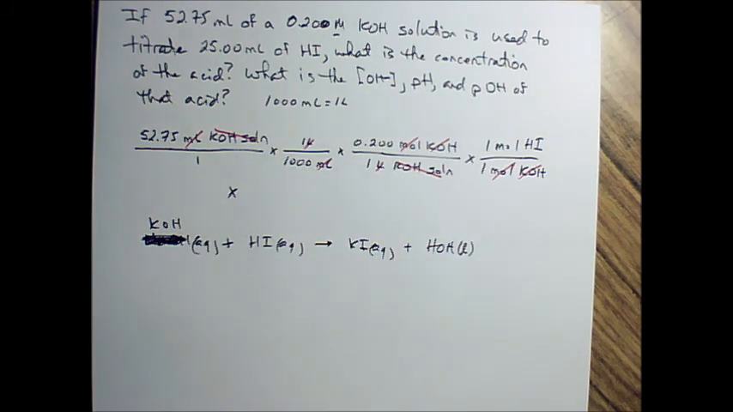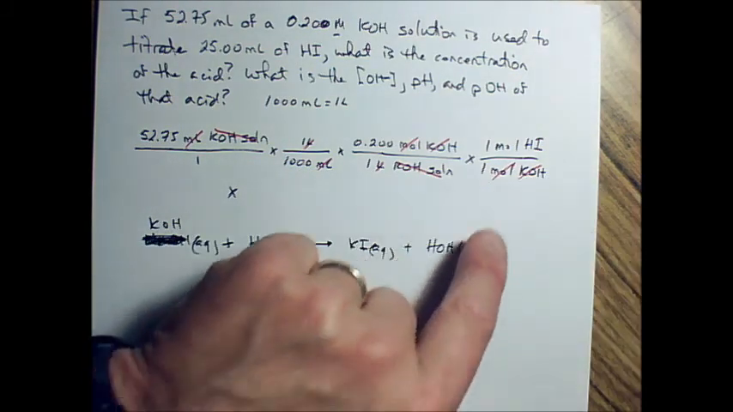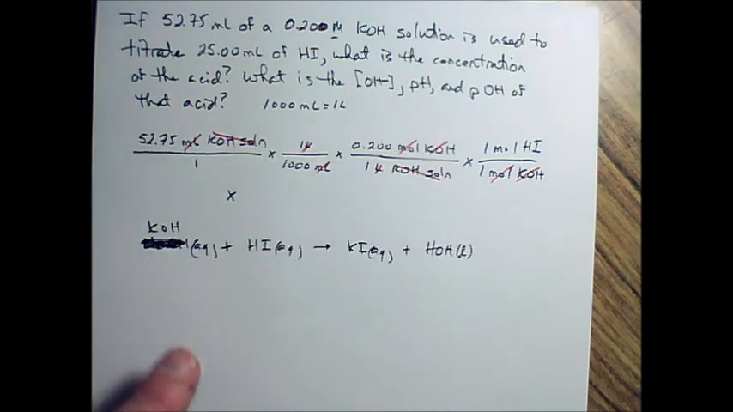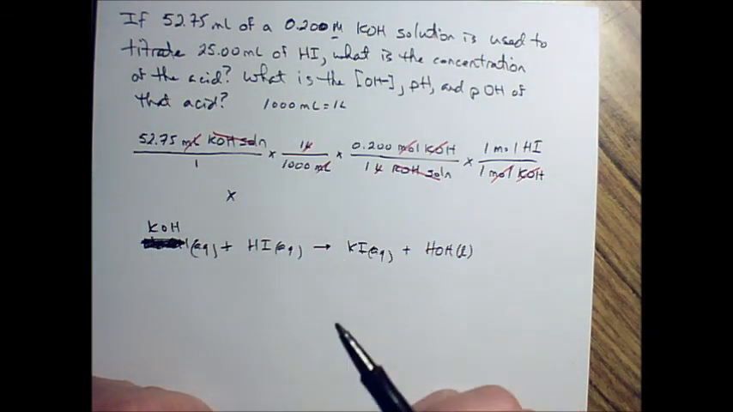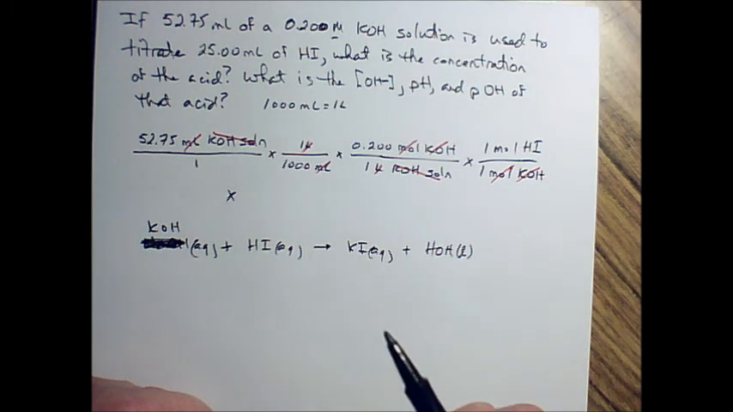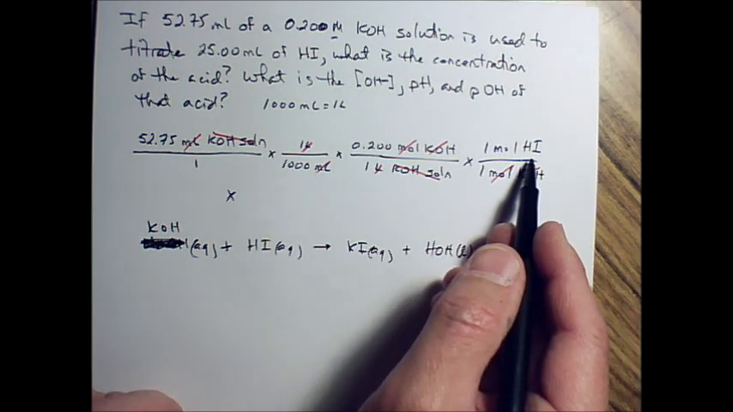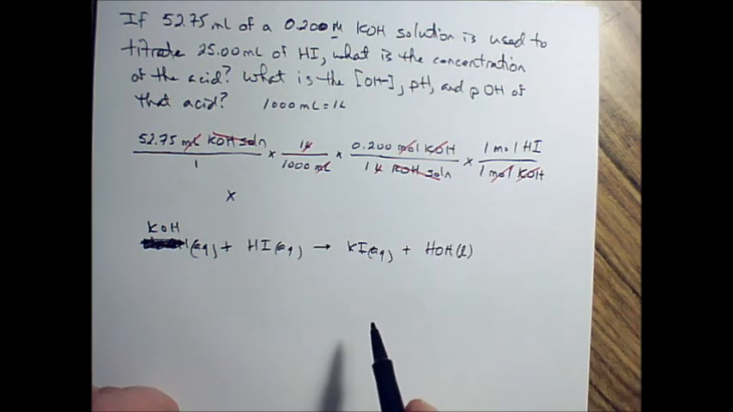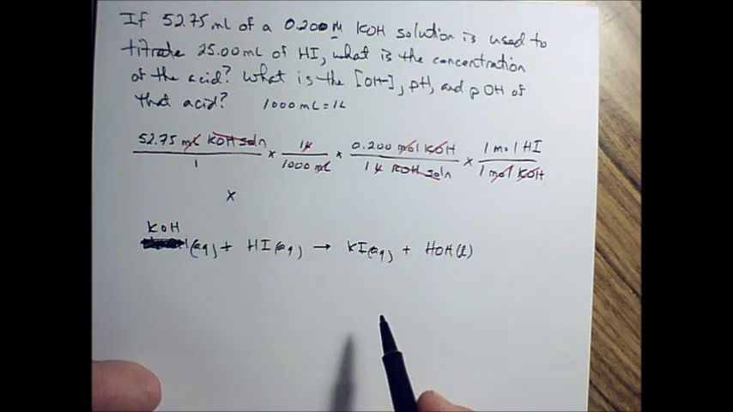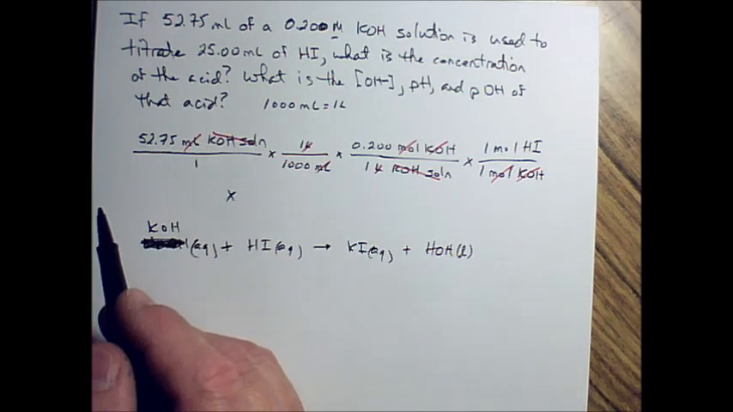Okay? Now, in order to get the concentration of the HI, that's what the question is asking for, I need to have it over liters. So I can have molar concentration. Molarity is always moles per liter of solution. So I need to get this into HI moles over liters of HI solution. I don't have liters of HI solution, but I do have milliliters of HI solution.